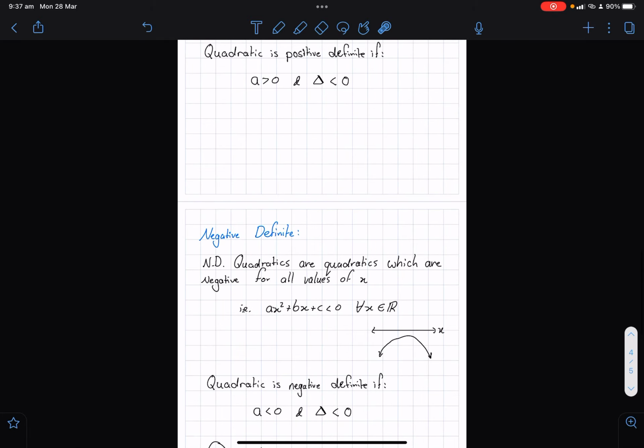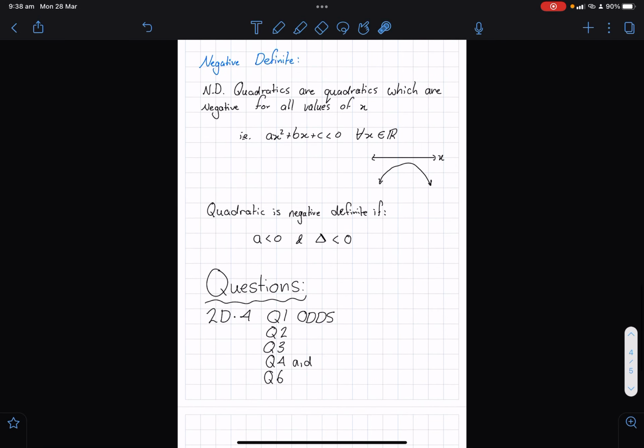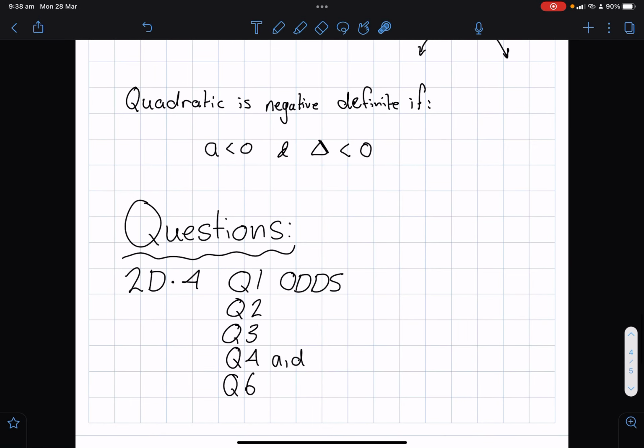So there are those two conditions there: negative definite, a less than 0, discriminant less than 0; positive definite, a greater than 0, discriminant less than 0, okay? If you want to have a crack at the following questions, in the Hazy textbook, 2D.4 and the following questions there.